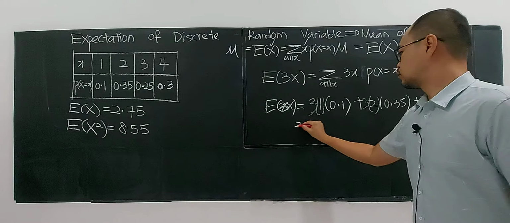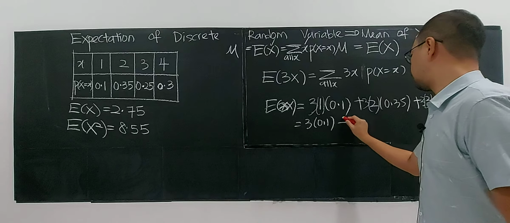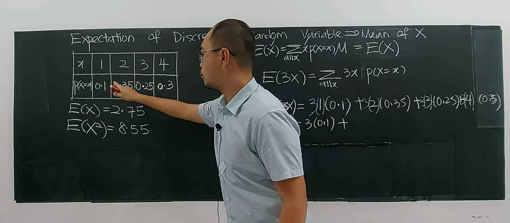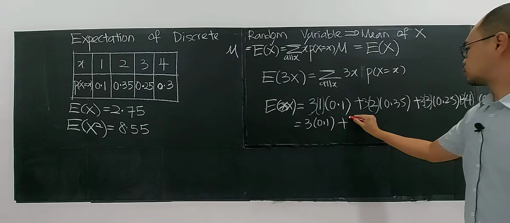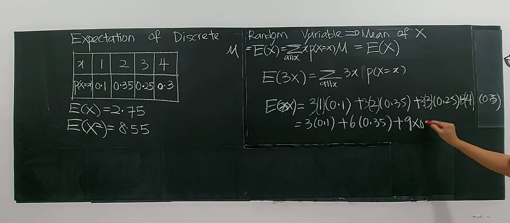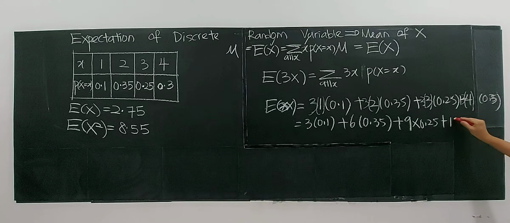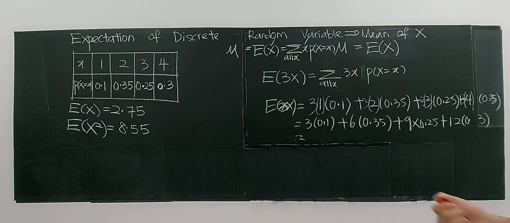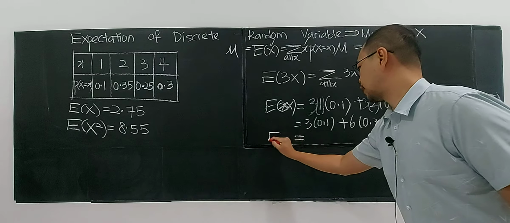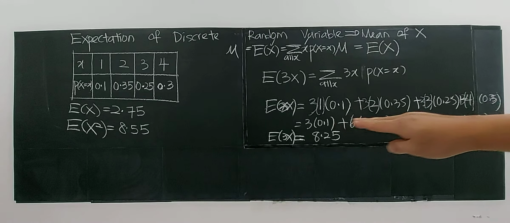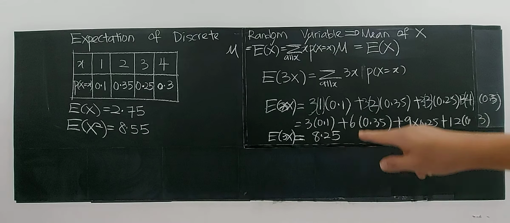You're supposed to have 3 multiplied by 0.1 plus 3 times 2. 3x means 3 times the 2 here, 3 times the 2 before you multiply the probability, right? So it's 6 times 0.35 plus 9 multiplied by 0.25 plus 12 multiplied by 0.3. So then you will get the expectation of 3x. By following the definition of expectation, after adding up all this, you get 8.25, right?